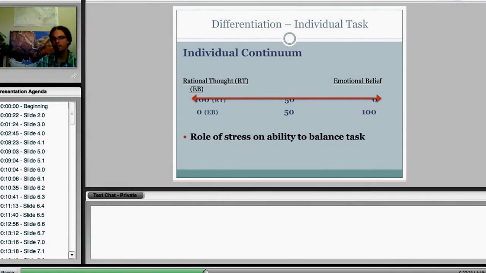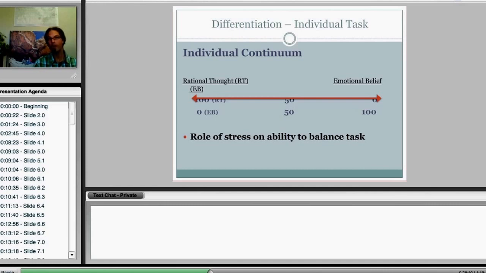Let me make this last point. One of the primary aspects, as we talked about, is functional level of differentiation. We might ask ourselves, are we talking about functional levels of differentiation or basic levels of differentiation? The greater the level of basic differentiation, the less fluctuation we're going to have. On both the individual continuum, how we make decisions for ourselves, and the relational continuum, when stress enters the picture, we see fluctuation in our functional level.